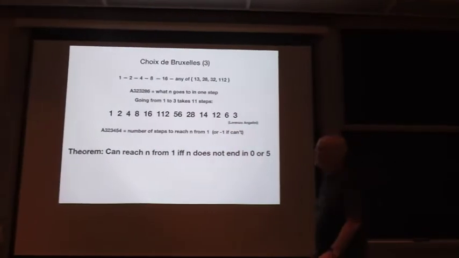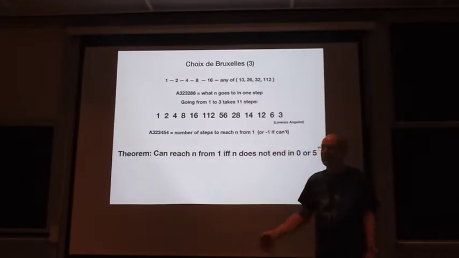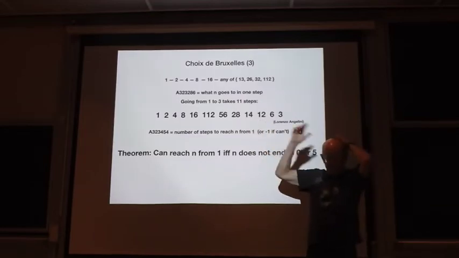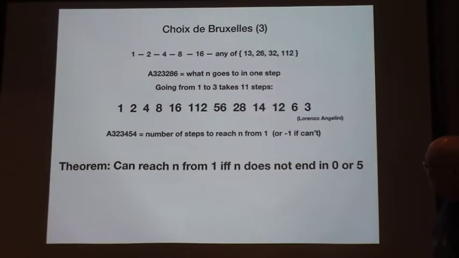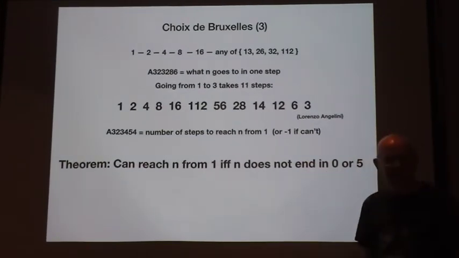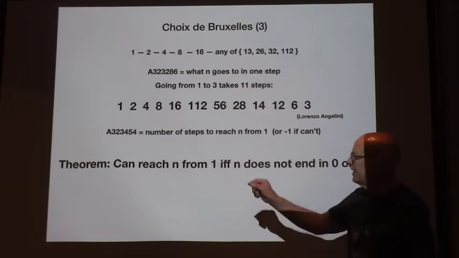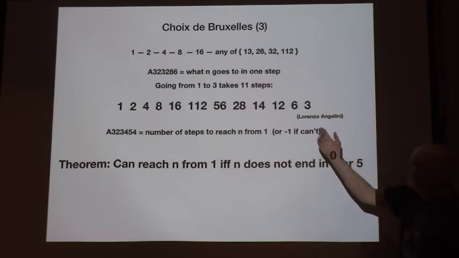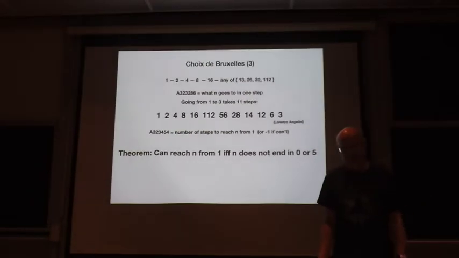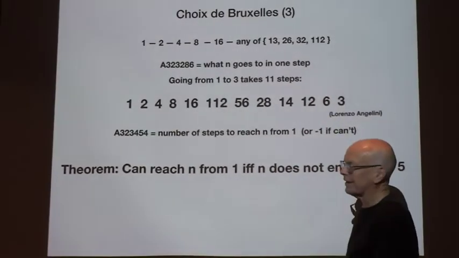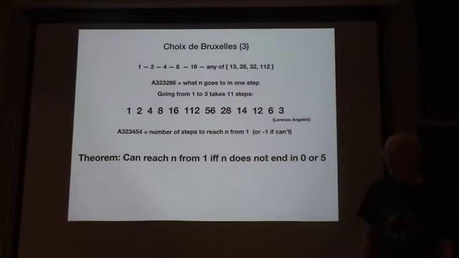So if you start with 1, what can you get to? Can you get to 2? Yes, obviously you can double 1 and get 2, double 2 and get 4, double 4 and get 8, double 8 and get 16. And then you can do all those things that were on the previous slide. But can you get to 3? Well, somebody came up with a string of 88 transformations that finally ended up at 3. But then Lorenzo Angelini, Eric Angelini's son, came up with a path from 1 to 3 in 11 steps. And you can prove that's optimal.